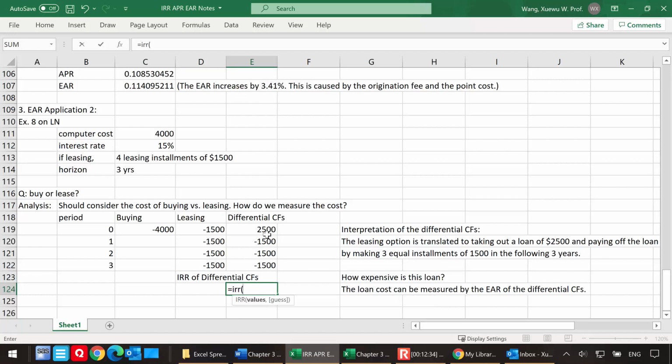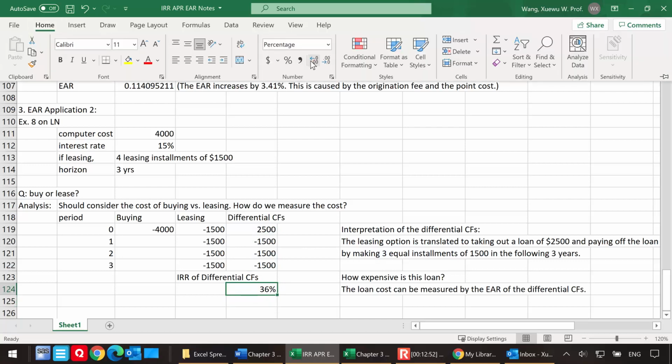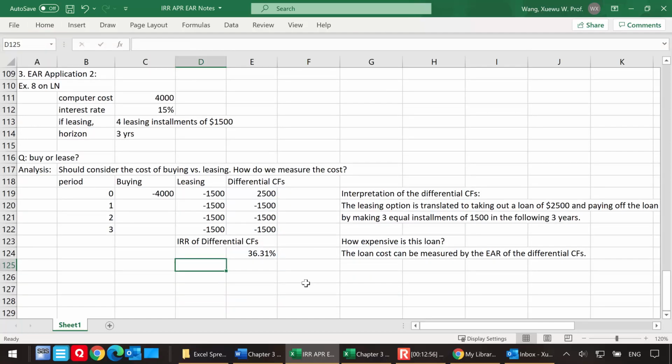Notice that the cash flow starts as positive, and then it changes to negative, and it stays negative. So there's only one IRR here. I'm just going to look at all these cash flows, and yes, this IRR is actually 36%. So this is really a very expensive loan. Now I can say, what is the APR of the differential cash flows, or really this is the cost of leasing in APR terms.